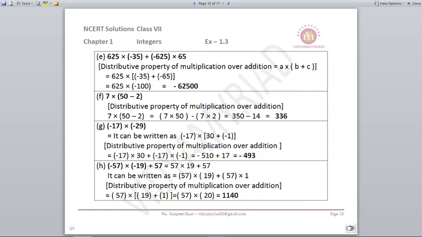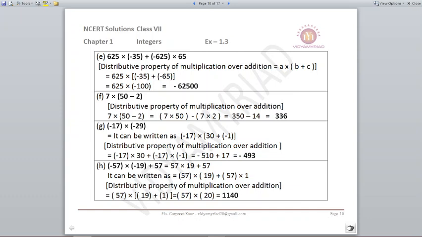So please take care, because one is positive, one is negative. You need to take care of the minus sign. Now when you solve this, you get the answer in the minus, that is 62,500.